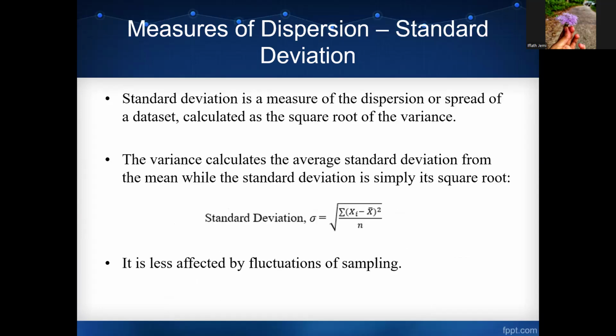The standard deviation and variance are two of the most important measures of dispersion. The variance calculates the average squared deviation from the mean, while the standard deviation is simply its square root. These measures tell us how much individual data points deviate from the average. A higher standard deviation means the data is more spread out, while a lower standard deviation indicates more consistency.